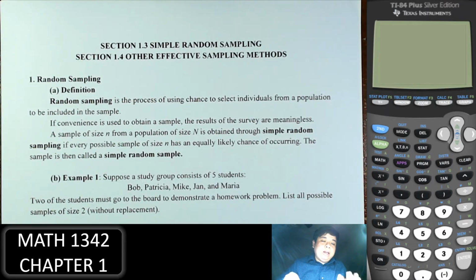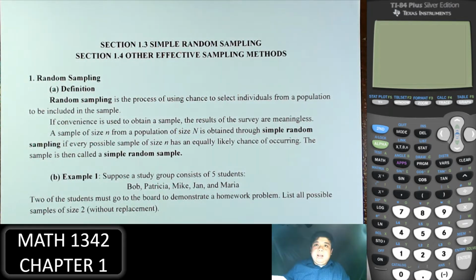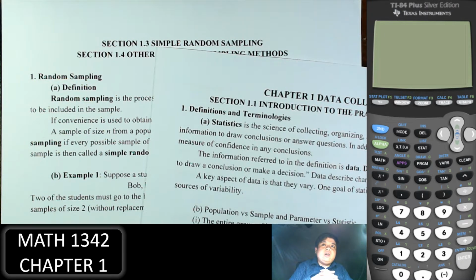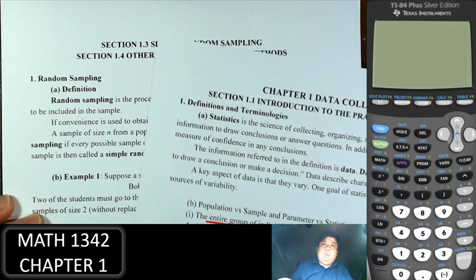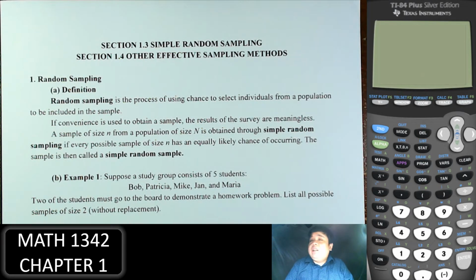Next, section 1.3, simple random sampling, and section 1.4, other effective sampling methods. Right. So we talk about statistics. A statistic is a number from a sample, versus the parameter of the whole population. It would be nice if we could find everybody in the population, and that number is much better. But usually the population is too big, so we can only do the study on a small subset of the population. For example, before an election, there's a poll. You cannot ask everybody what they're going to vote for. They can only ask maybe thousands of people. And then within that sample, they make a prediction of what the parameter of the population is going to be.